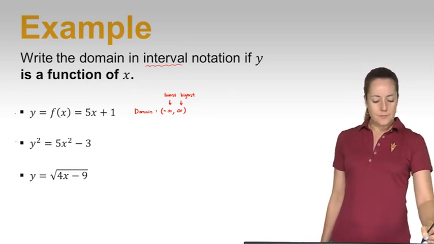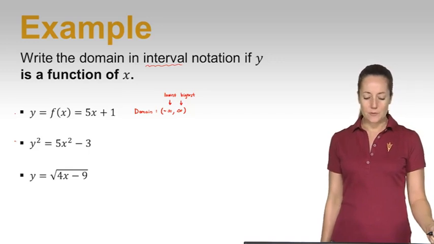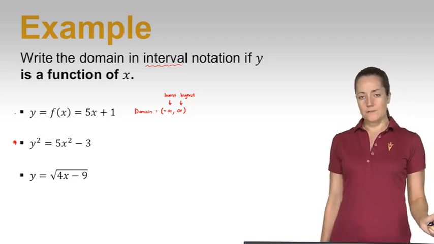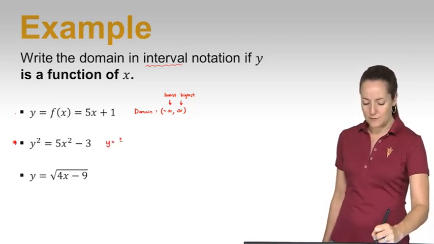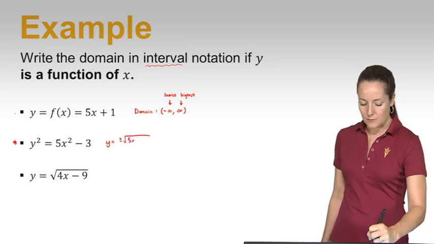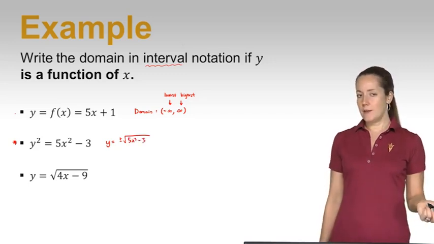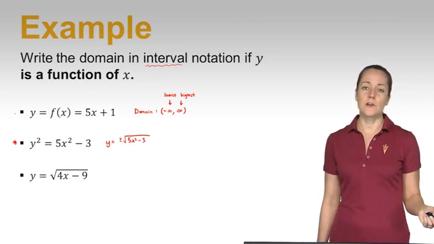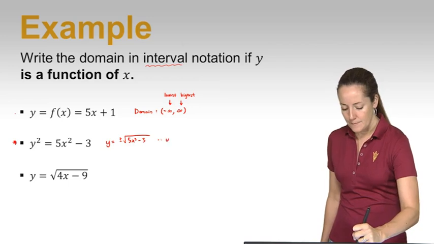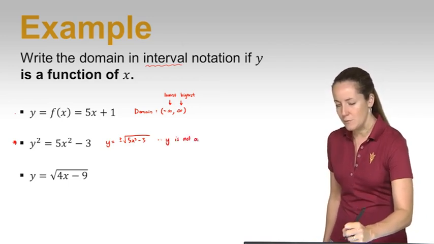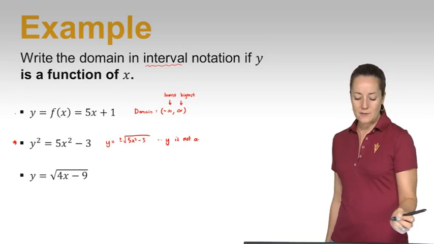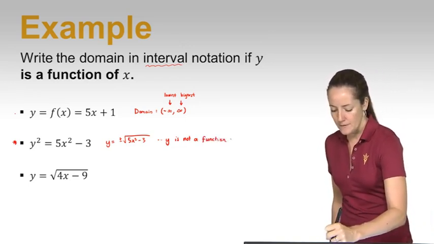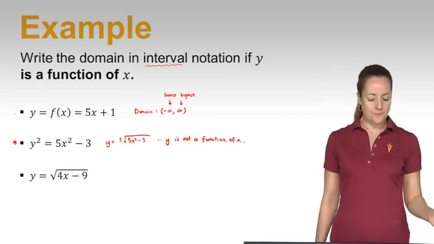Now, the second example, y squared equals 5x squared minus 3. This expression, if I solve for y, I'd have y equals plus or minus the square root of 5x squared minus 3. This is an example of something where y is not a function of x. In this case, we'll skip over writing the domain and range of this non-function relationship. But we'll have some more practice with finding function domains that look similar to that in just a moment. y is not a function of x in this case, so we'll skip this one.